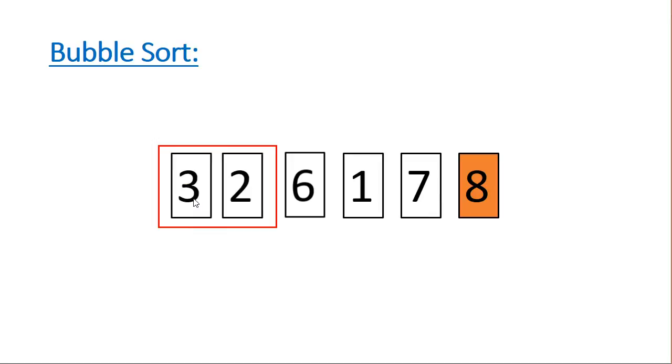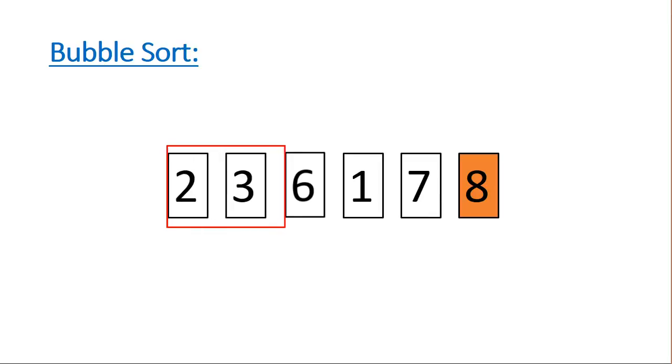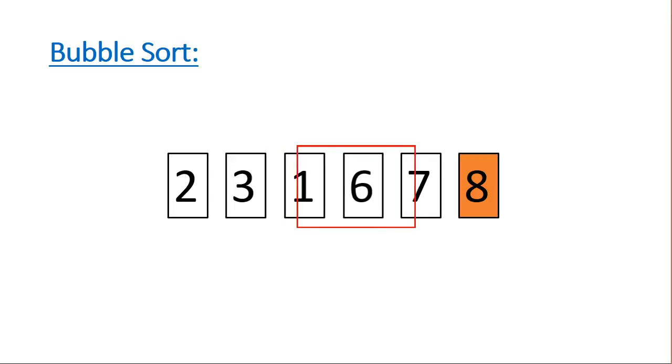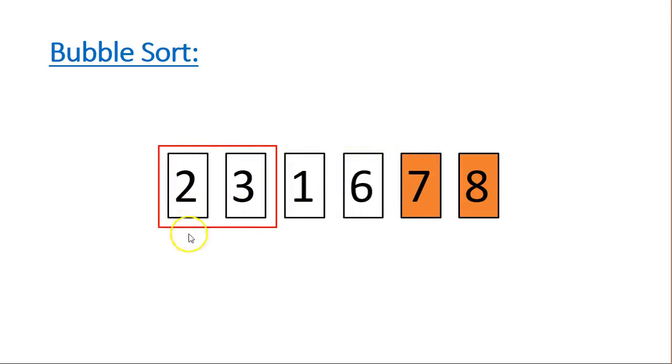3 is greater than 2, so I swap them. And I shift. I see that 3 is less than 6, so I don't do anything. I see that 6 is greater than 1, so I swap them. And then I shift. And I see that 6 is less than 7, so I don't do anything. And now I know that the 7 is in the correct sorted position. So I bring my bubble back to the start. And now I go through that process again, but I'm only going to reach this element here, the 6.